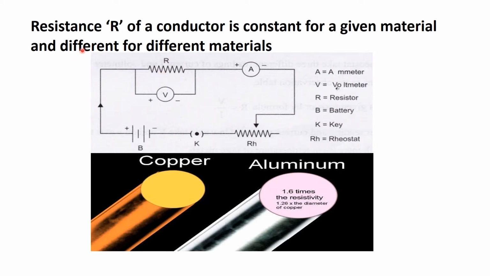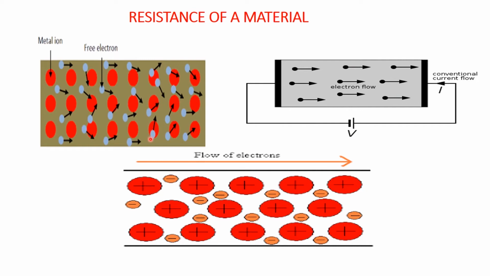So we can conclude that the resistance R of the conductor is constant for a given material, but it is different for different material. That is, copper will have a particular resistance, aluminium will have a particular resistance. Similarly other materials, nichrome will have a resistance. The resistance depends upon the material of the conductor.